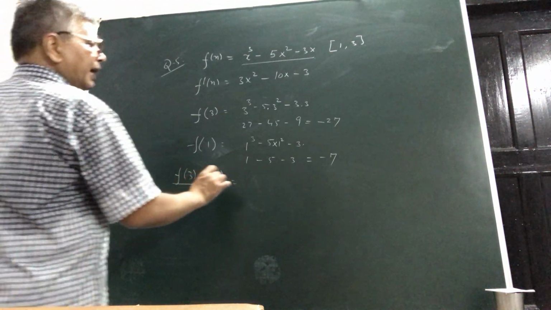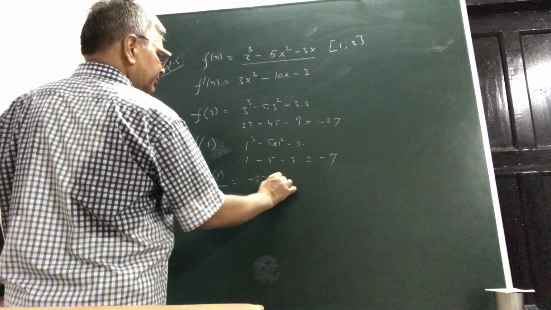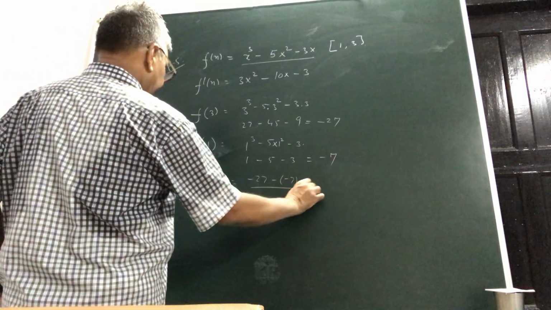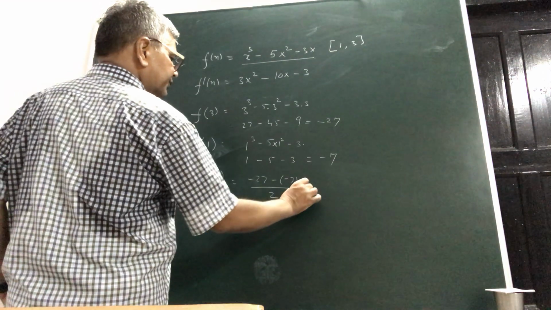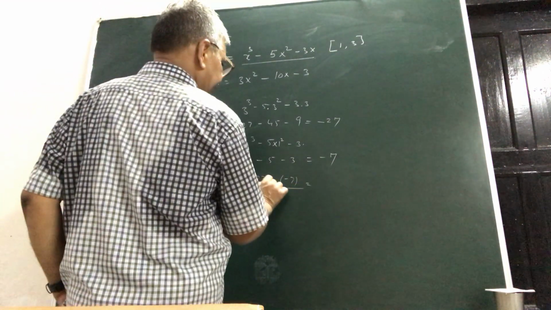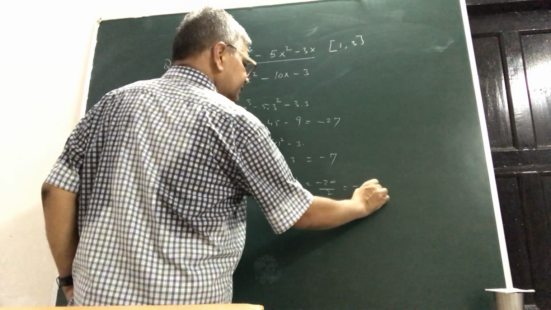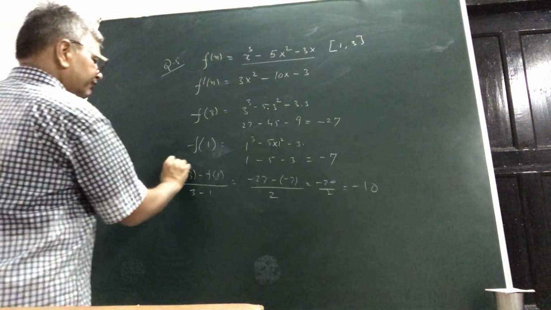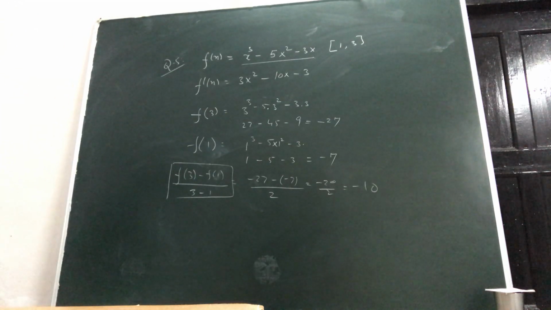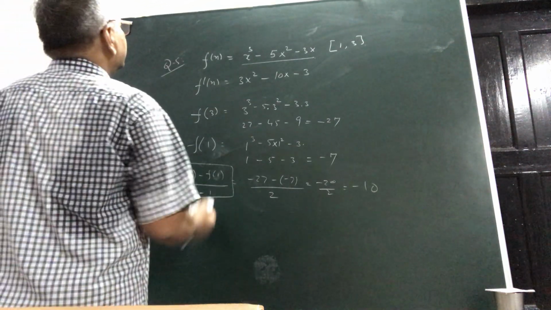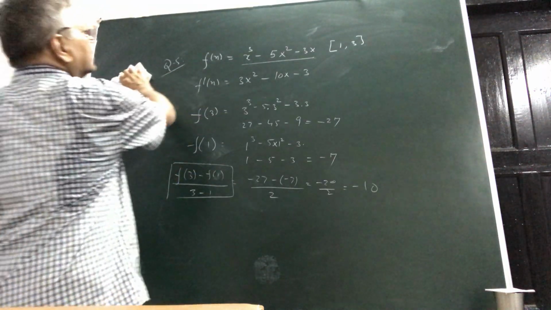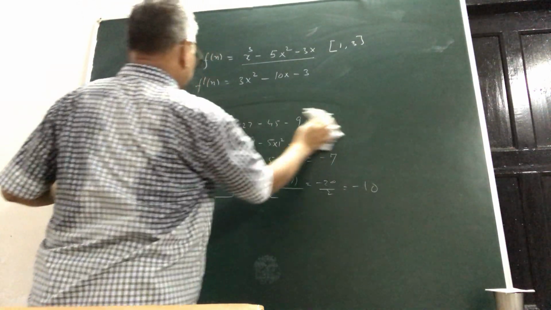f(3) is minus 27, minus minus 7, upon 3 minus 1, that is 2. So it is minus 27 plus 7, that is minus 20 by 2, so it is minus 10. So this is the value of f(3) minus f(1) upon 3 minus 1, that is minus 10. Okay. Now with this value, let us see.